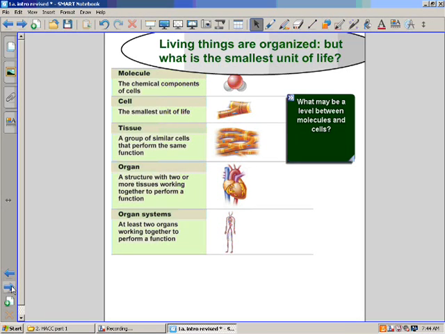But again, let's think about this. Might there be a level between molecule and cell? Like, are cells just made up of molecules, or do those molecules make up things that help cells work? And the answer is yes. There is a level between molecules and cells, and that happens to be organelles. So organelles are parts of a cell, just like organs in a body are parts of a body. Organelles are parts of a cell that help the cell do its basic functions, like ribosomes make up proteins. The nucleus is the control center of the cell. Mitochondria help produce energy for the cell. So organelles make up cells.